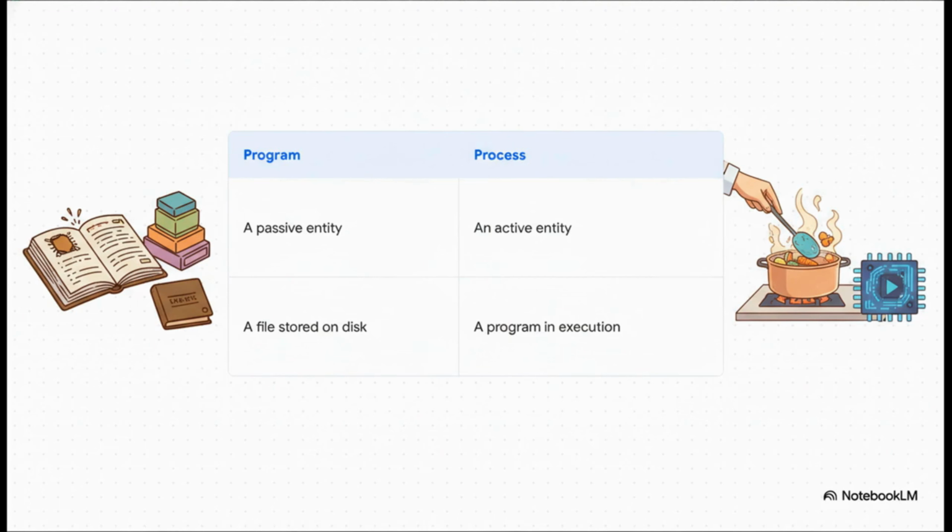A program, that's just a file sitting on your hard drive. It's passive. Think of it like a recipe in a cookbook. It has all the instructions, sure, but it's not actually making dinner. A process, on the other hand, is the act of cooking. It's that program loaded into the computer's memory, running those instructions and actually making things happen.